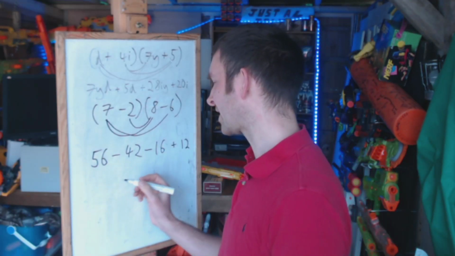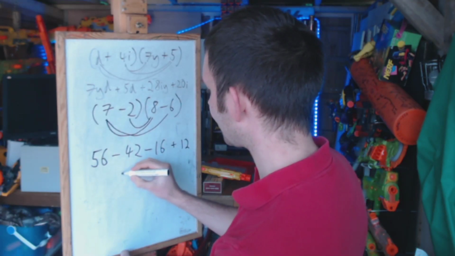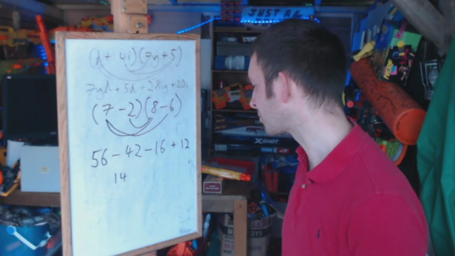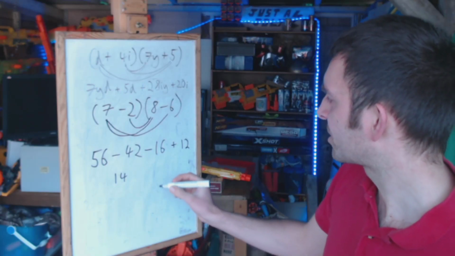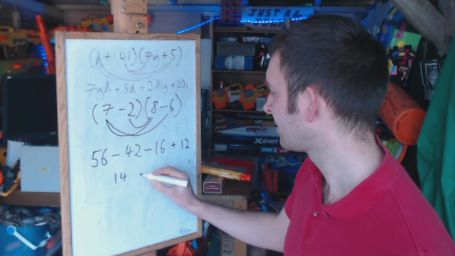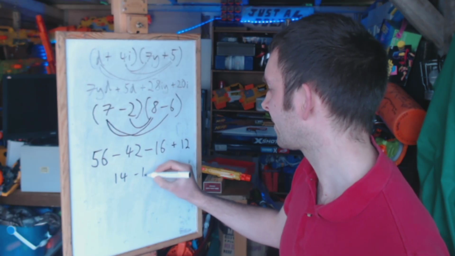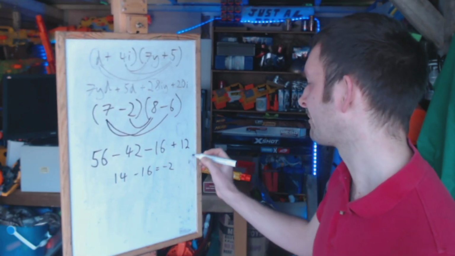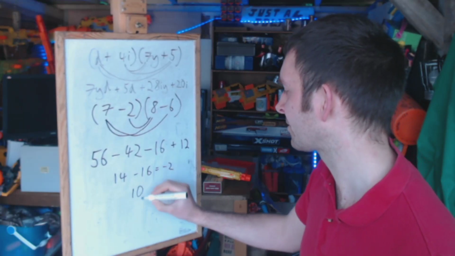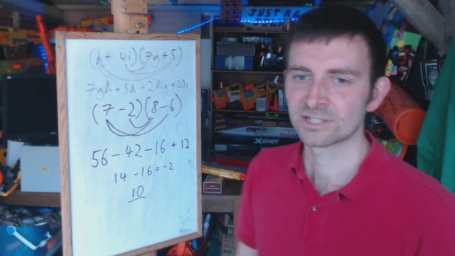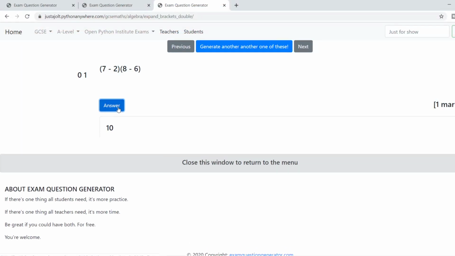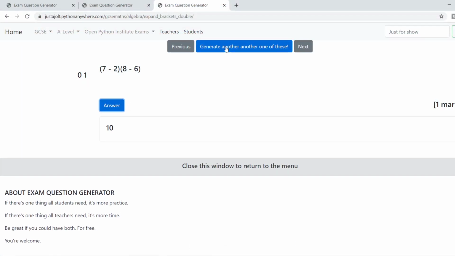First of all, 56 minus 42 is going to give us 14, hopefully, if I've not made a mistake. Right, 14 minus 16 is going to give us minus 2. And then plus 12 should give us a final answer of 10. So when I click answer here, I'm looking for a final answer of 10. And that is exactly what I get, which is incredibly reassuring.